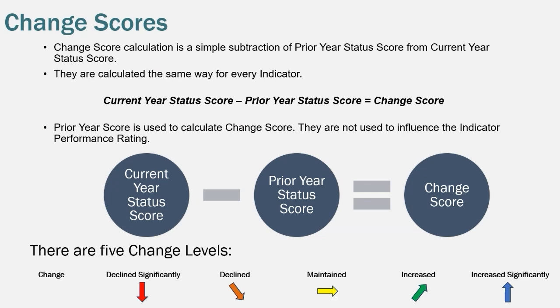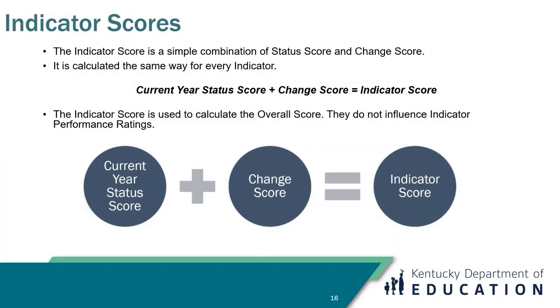Now, a key point to remember when we use the prior year scores to help us calculate these change scores, they do not directly influence our indicator performance ratings. Their primary function is to give us a benchmark, a point of comparison, to see how far we've come or how far we've receded.